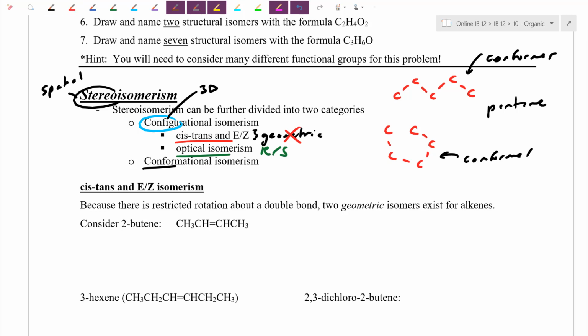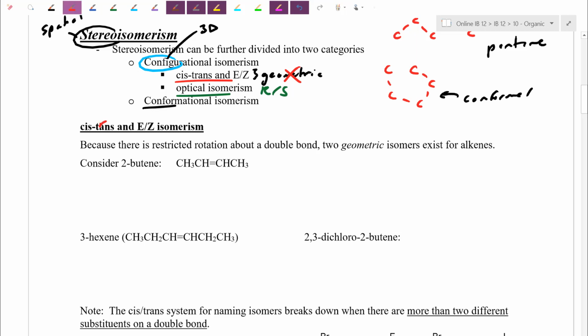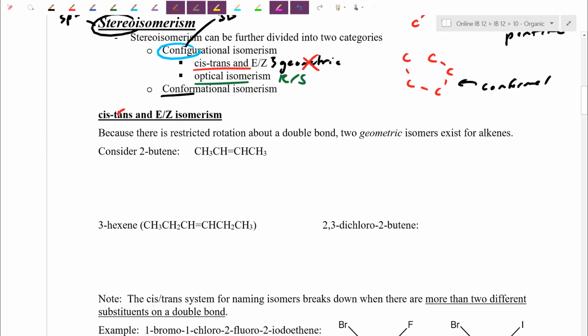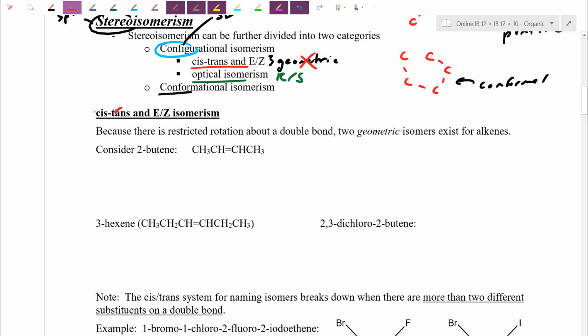So without further ado here, let's take a look at cis-trans isomerism. Cis-trans is actually fairly limited. We're going to prefer the more generic EZ isomerism. So these are both under the category of stereoisomerism, both under the category of configurational isomerism.